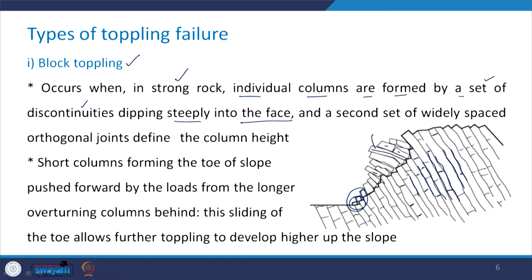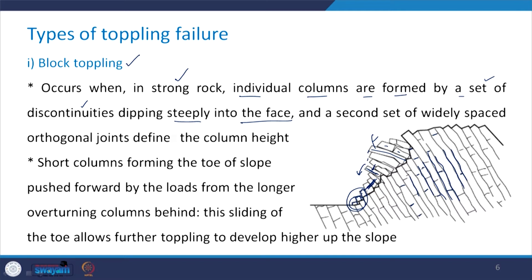The moment this column tries to overturn, whatever columns are ahead of this overturning column are pushed forward by the load from these overturning columns, which are longer columns. So, this sliding of the toe allows further toppling to develop higher up the slope.